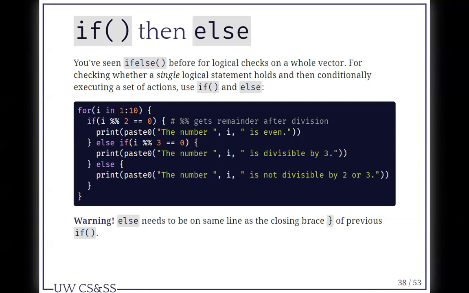Now we could say for index i in 1 to 10, if i modulo 2 is 0, print paste the number i is even, else if i modulo 3 is equal to 0, print the number i is divisible by 3, else print the number i is not divisible by 2 or 3. So this allows us to handle very specific cases, potentially bizarre cases of things that happen in your data that you just want to kick out.